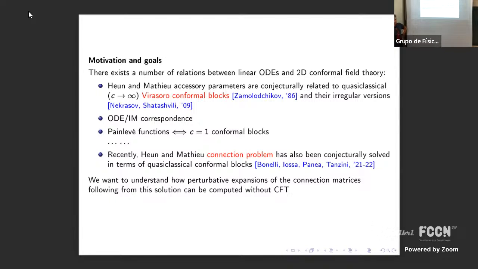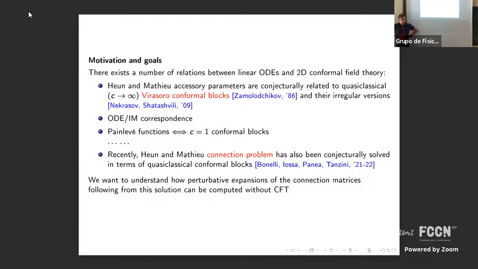Quasi-classical here means the central charge goes to infinity, just like we have seen in the talk this morning. Then there have been many other things, among which the ODE-IM correspondence and the relation between Painlevé functions and c equal to 1 Virasoro conformal blocks. And most recently, there was another development in this story initiated by Zamolodchikov, where Bonelli, Iossa, and Tanzini from SISSA conjectured that not only the accessory parameter, but also the connection matrix for the Heun equation and for its confluent versions can be written in terms of the very same object, the quasi-classical Virasoro conformal block.